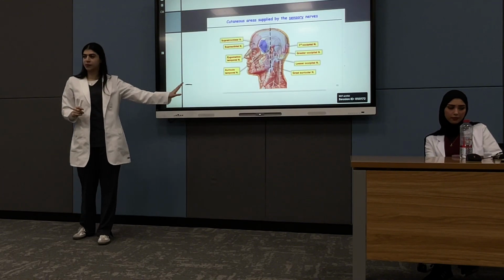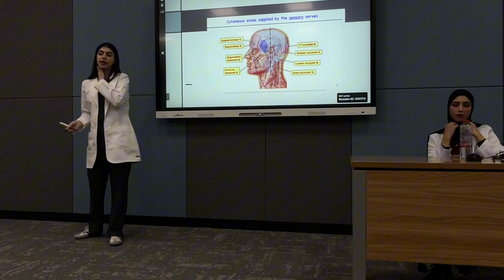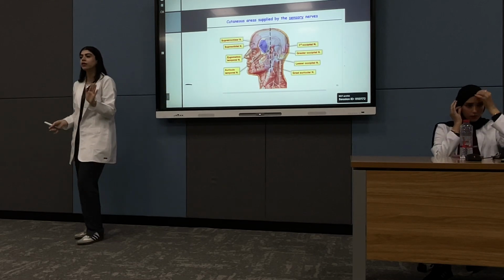This is a picture which explains what I said. The greater auricular is going to be here. The lesser occipital is just behind the auricle.